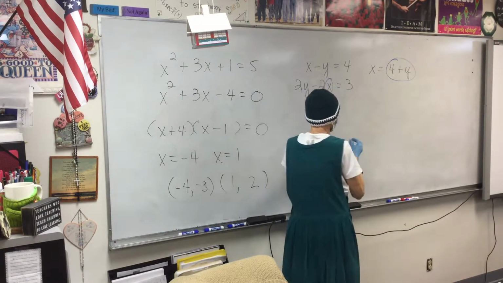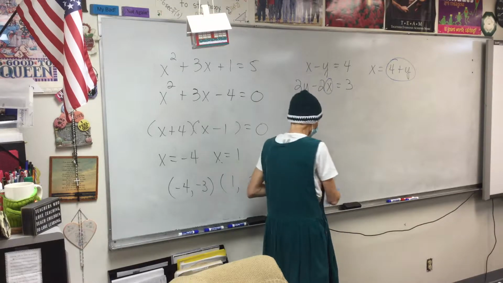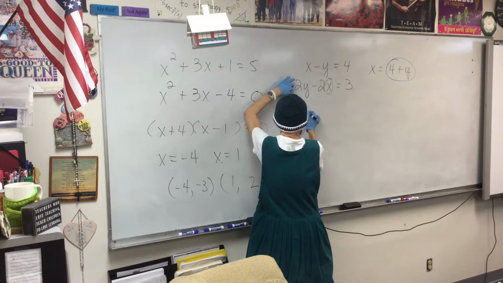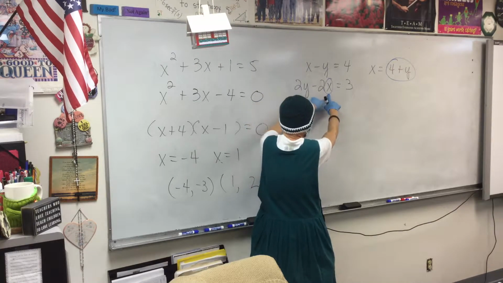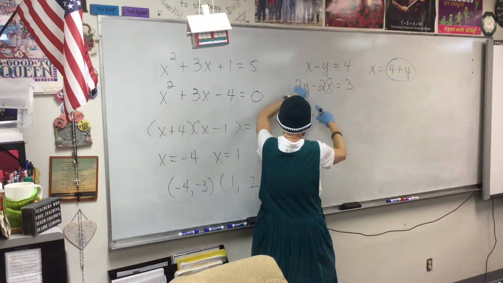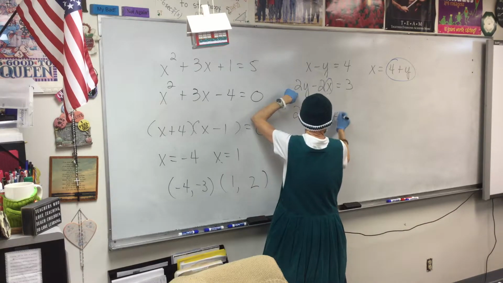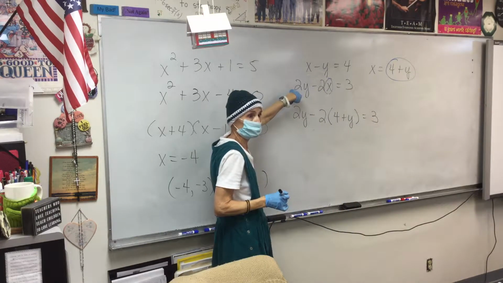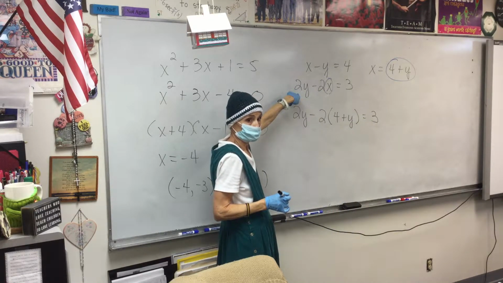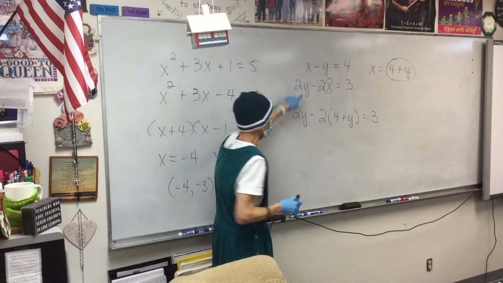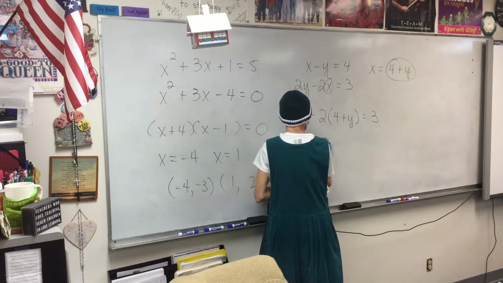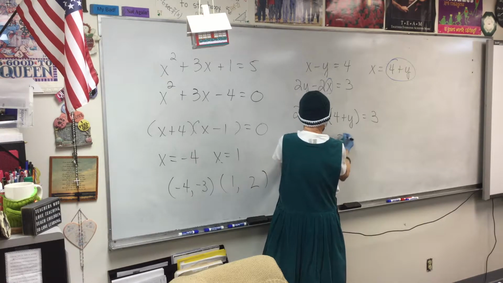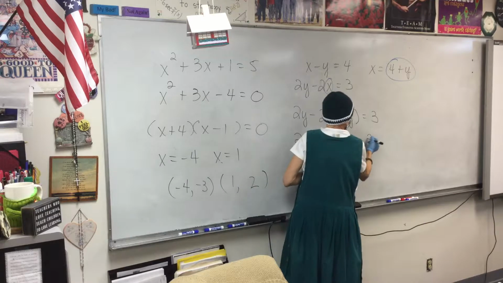Well, wait a minute, let me catch up to you. So I'm plugging it in right here. Does everybody catch that? Okay. So 2y minus 2 times (4 plus y) equals 3. Everybody good? All right, so let's distribute. Be careful. 2y minus 8 minus 2y equals 3.